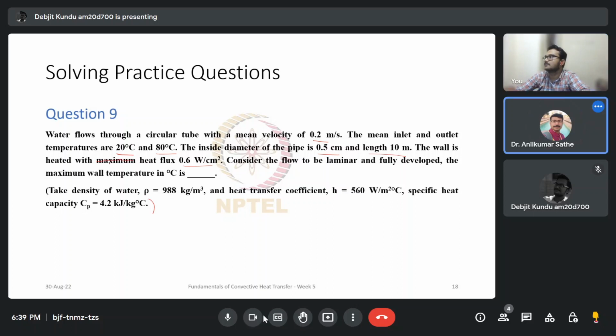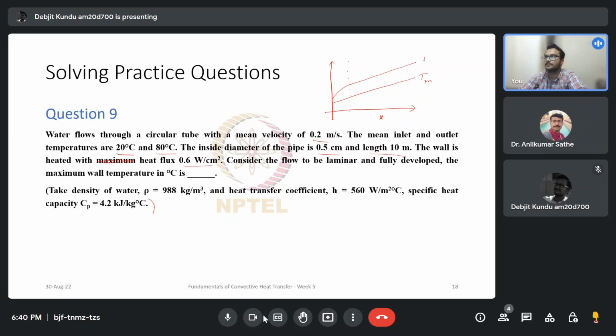Let's forget about this thing. Take constant heat flux condition. Can you draw the profile for T mean, TM, and TW as well? T mean is going to increase, as you just told, because heat is added, linearly, correct? And what about T wall? T wall is also getting increased since it is a constant heat flux. So how is it getting increased? Linearly. Yes, linearly. So this would be T wall.